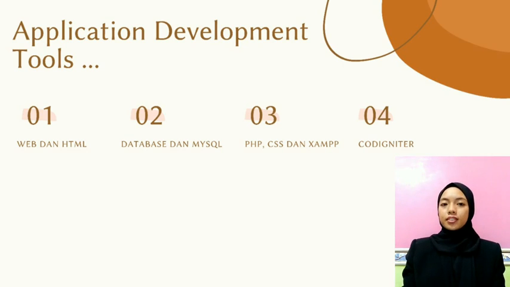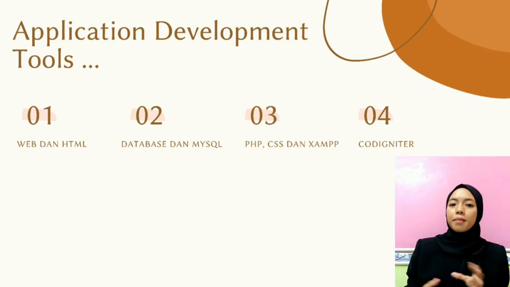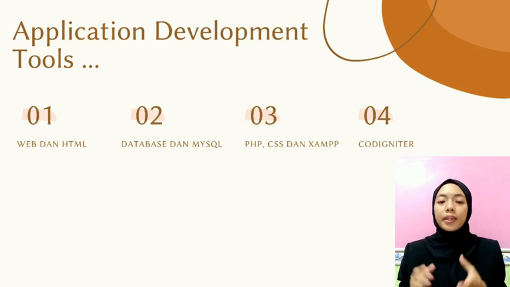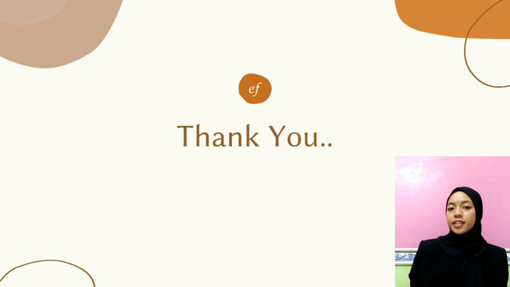For the fourth, CodeIgniter. CodeIgniter is a PHP framework which can help developers speed things up in PHP-based application development compared to writing all program code from scratch. A framework is a collection of programs that are structured or organized so that it can be used to help create applications without having to create the code from scratch.